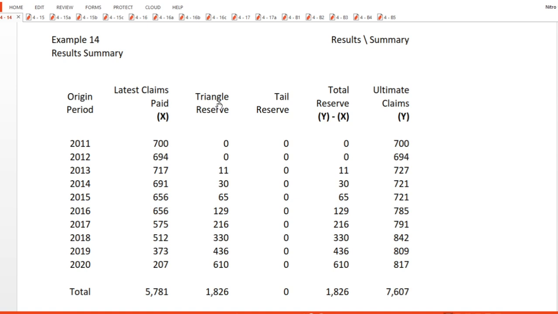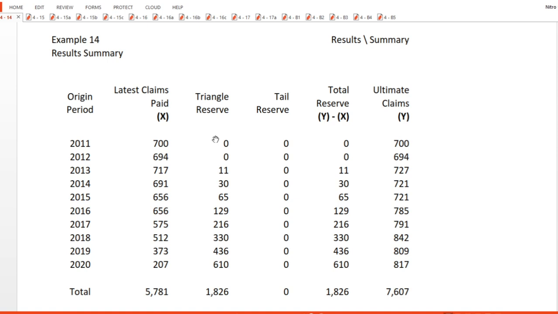The triangle reserve uses the selected link ratios to take each origin year from the latest development point up to the end of the triangle. The tail reserve is the final step from the end of the triangle to ultimate. And obviously where we have no tail factor, then we have no tail reserve. We discussed how to set tail factors in detail in the last video. There are a variety of checks we can now do on this table of absolute numbers.